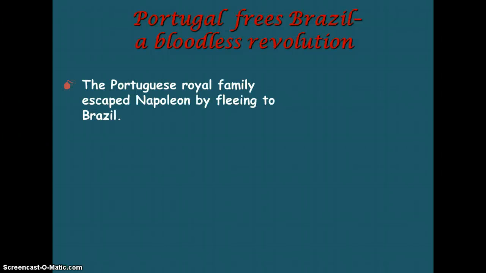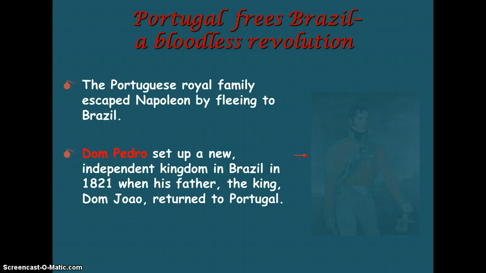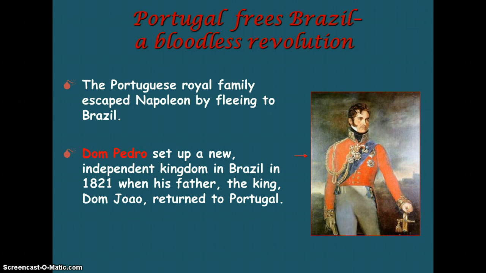Now, here's the bloodless revolution. Portugal had control of Brazil, and the royal family had escaped Napoleon by fleeing to Brazil because it was a colony of theirs. And when the smoke cleared, so to speak, and the royal family was to return to Portugal, Dom Pedro, who is the son of the king, set up a new independent kingdom in Brazil with the father's okay. And in 1821, he became the leader of this new independent country, which, of course, was called Brazil.